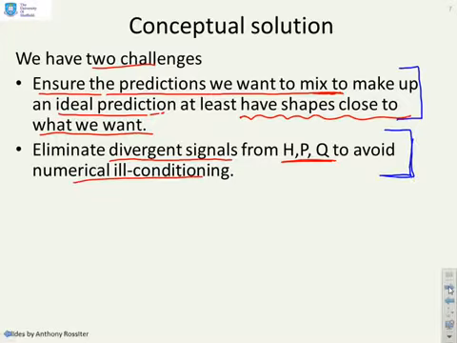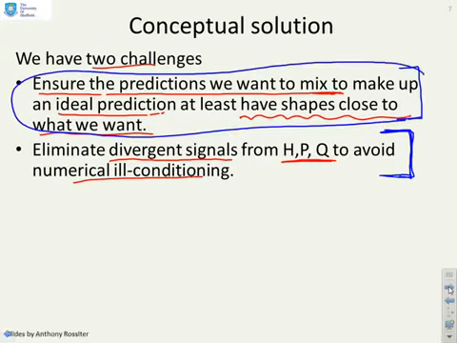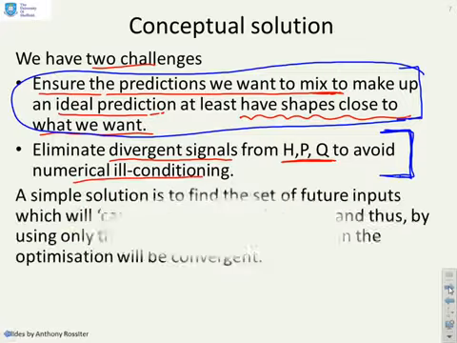One, make sure that all the numbers are in a reasonable range, but this top one is actually the more important one in modern literature. Ensure the predictions that you're mixing are at least close to the shapes that you want, because otherwise you're asking the optimization to do an awfully difficult task.